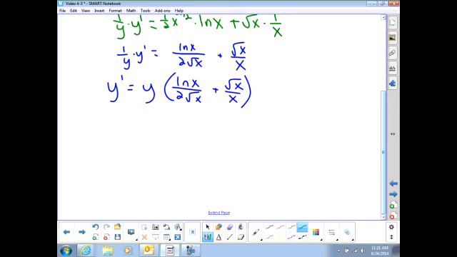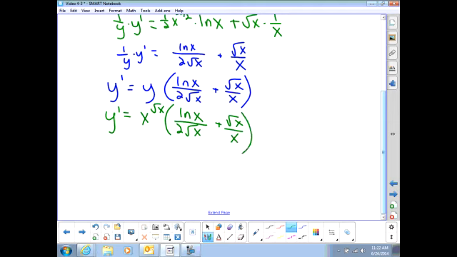Now if you wanted that second part in the parentheses, you could write as 1 over square root of x, and then you could even get a common denominator if you felt like it. Last step, replace y with what it was equal to. Y was just x raised to the square root of x, and then we've got all the rest of our stuff. And this would be our derivative, which we got using logarithmic differentiation.